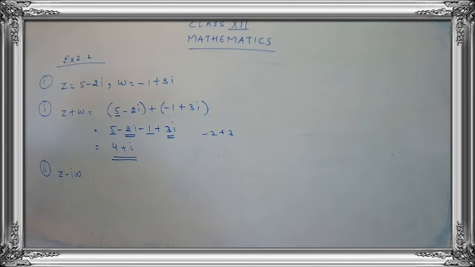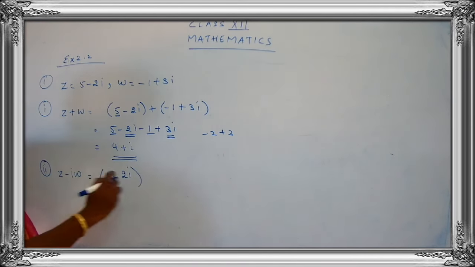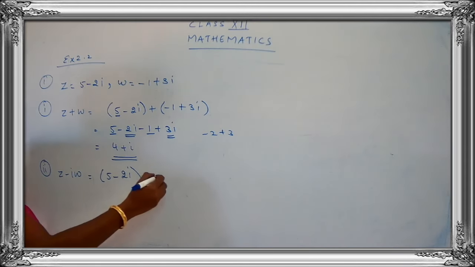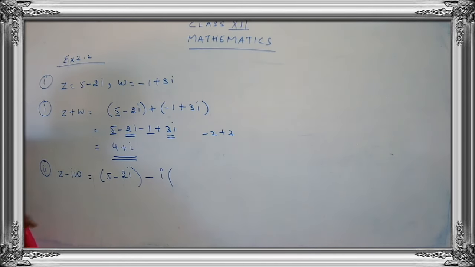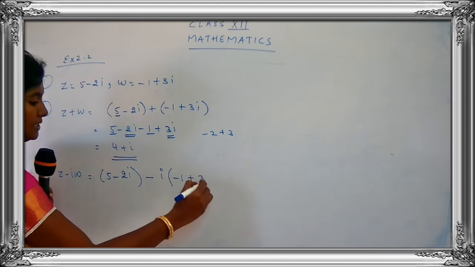Z minus iW. Simple. What is Z, children? Z is 5 minus 2i, minus i. Keep i as it is. I don't know the value for i, so keep i as it is. W. What is the value for W? Minus 1 plus 3i.